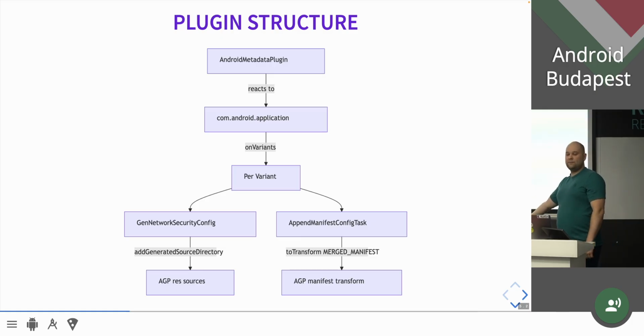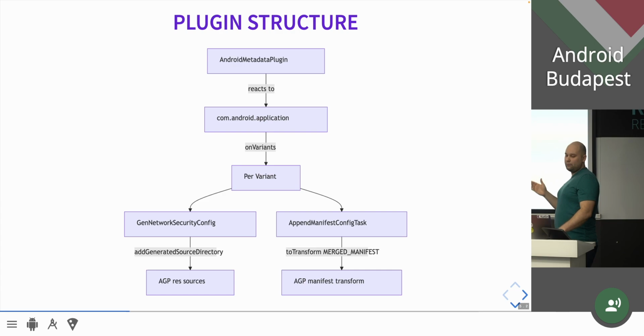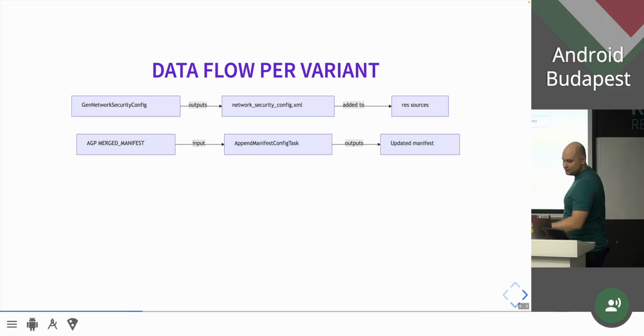And then we will safely react on new variant introduction. Variant is a combination of product flavor and build type. Essentially, you can build debug application, release. These are the most simple two variant types. And we generate a network security config task, completely up to us how to name it. And another is for appending this based on the merged manifest that Android Gradle plugin gives us.